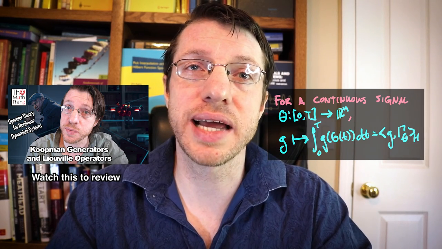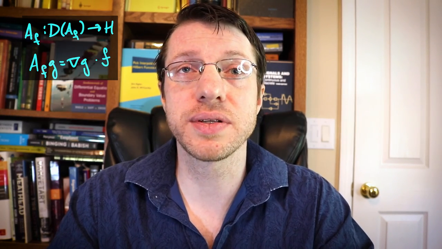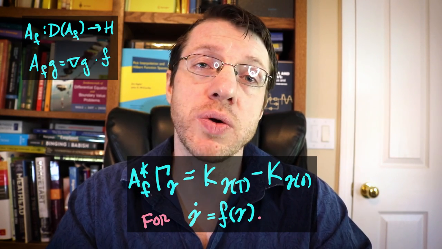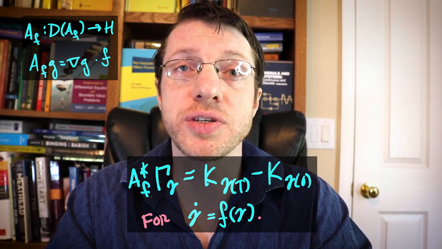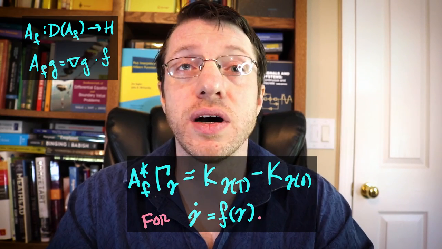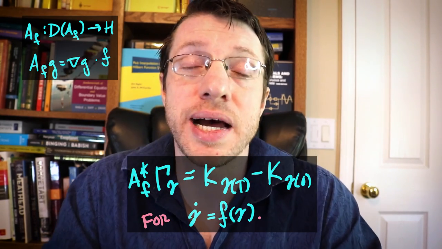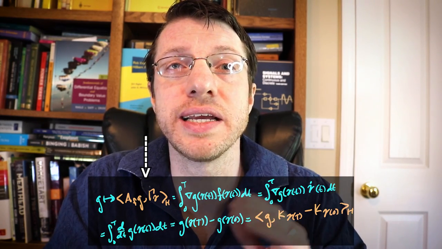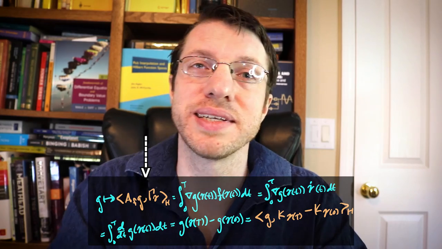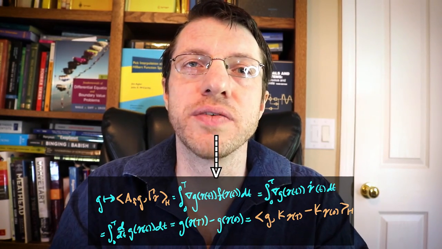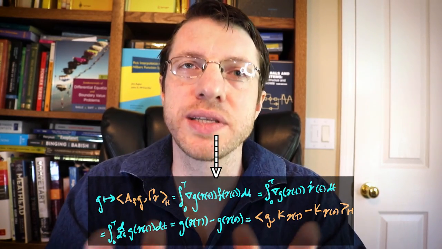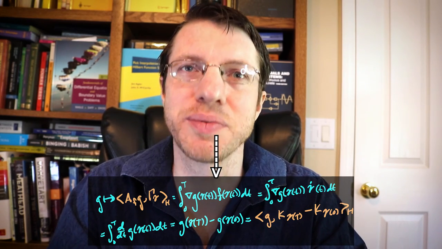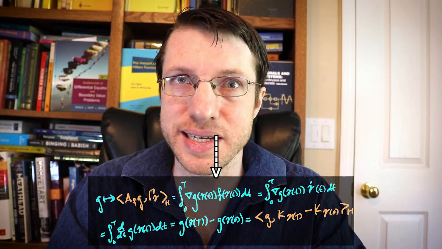When you take a look at the Liouville operator, it turns out that the adjoint of the Liouville operator applied to the occupation kernel ends up giving you a difference of two kernel functions, each one centered at different endpoints of your trajectory. You can see this by taking a look at the functional where g maps to the inner product of A_f g against the occupation kernel. That ends up being the integral of the gradient of g composed with the trajectory from the system, times f composed with the trajectory from the system, integrated dt.